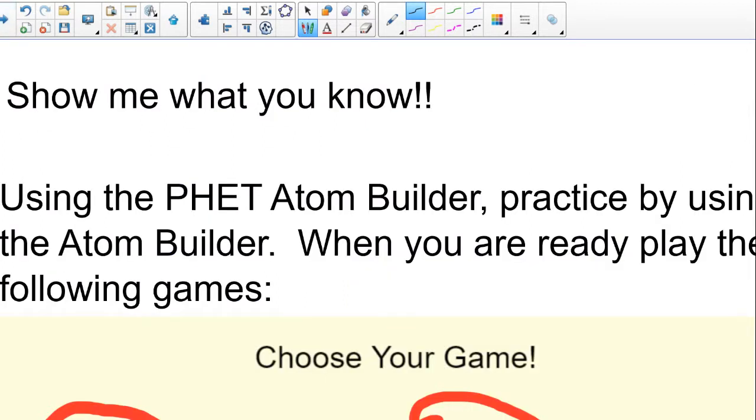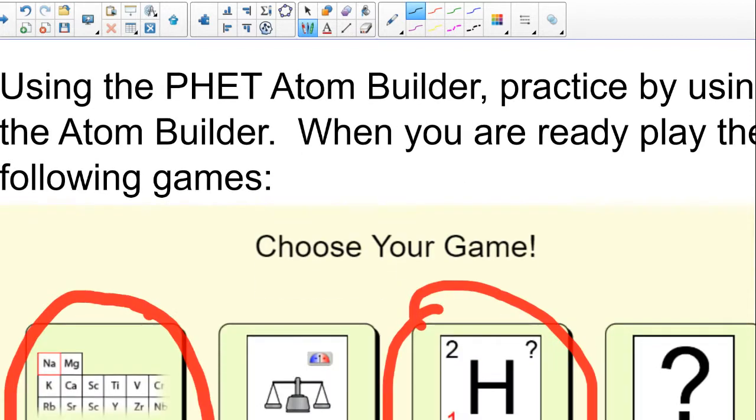So it's time for you to show me what you know. So using the PhET atom builder, practice by making some atoms. First of all, use the atom builder, and inside of there you have the chance of throwing in protons, neutrons, and electrons, and figuring out if it's going to be neutral, an ion, etc. by the number that you put in.